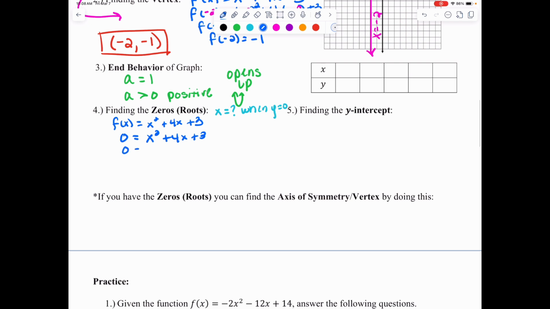We have 0 is equal to, we want the factor pairs of 3 that add up to 4. So that would be 1 and 3. So this is x plus 3 and x plus 1. After we factor, we know we're going to set each factor equal to 0 and solve. So we'll subtract 3 on this side, x equals negative 3. We'll subtract 1 from this side, x equals negative 1. So the roots are x equals negative 3 and x equals negative 1.